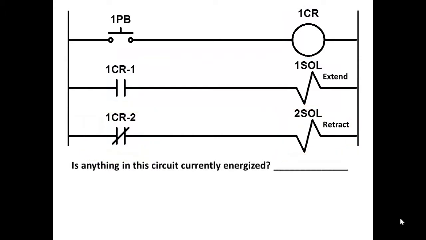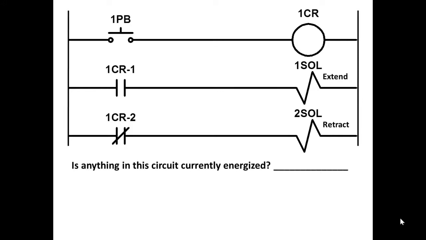Looking at this right now in the normal state, you're not pushing the push button. Is anything in this circuit currently energized? Look at it very carefully. You have live voltage on the two vertical lines. So the vertical line on the far left is the hot of power, and the vertical line on the right is neutral.